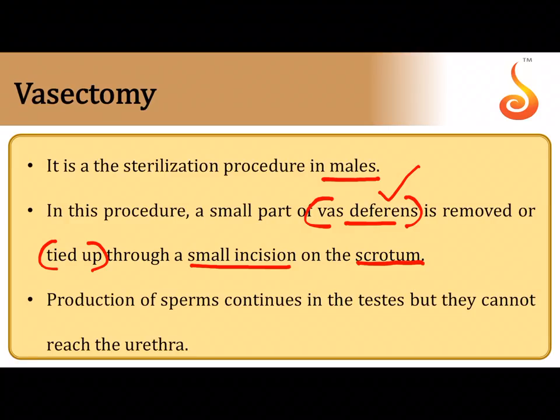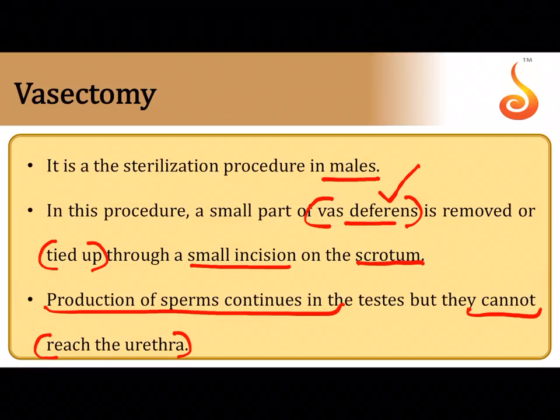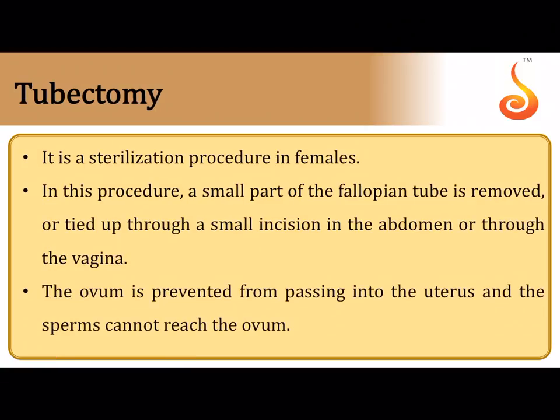Why? Because what have you cut? What have you blocked? Vas deferens. So the production of the sperm continues, but the sperm are not reaching the urethra. There is no question of the sperm being released into the body of the female during coitus.